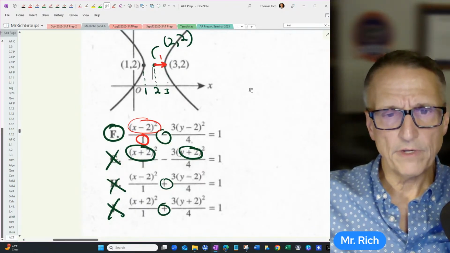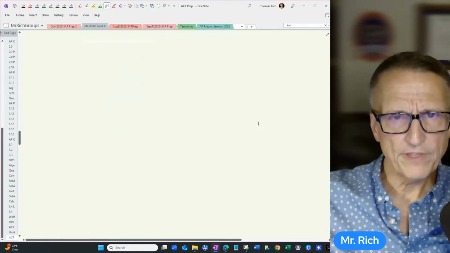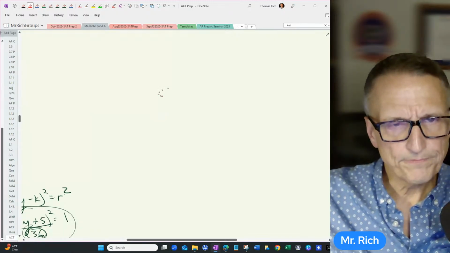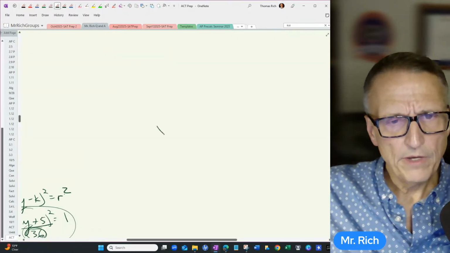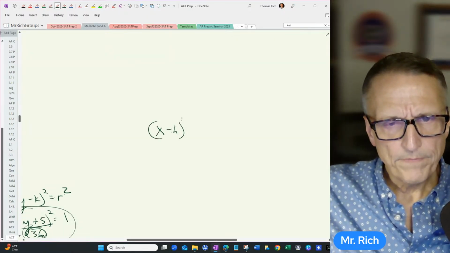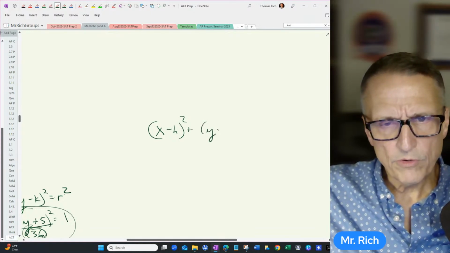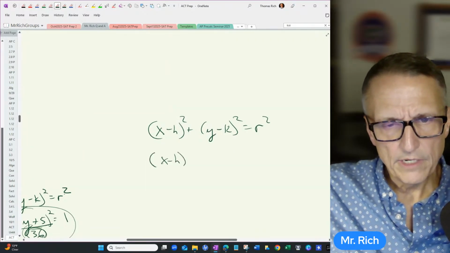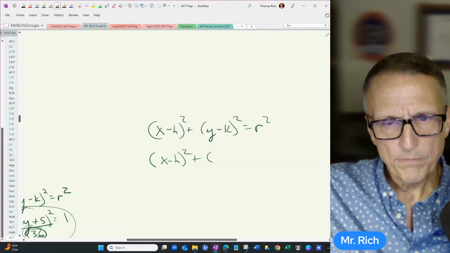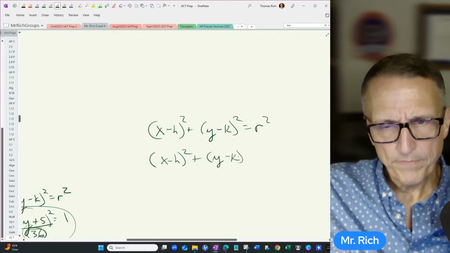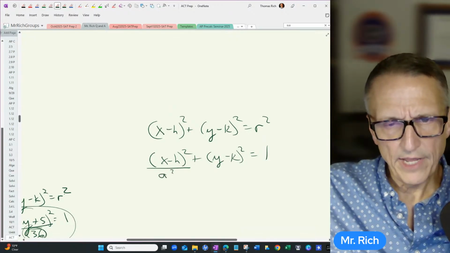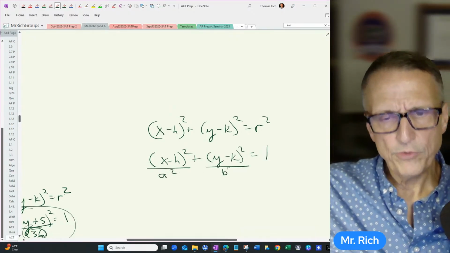So just to recap that, I don't think I have another hyperbola or ellipse question, but I just want to show you again what our equations are. So here's our circle equation, equals r squared. When it comes to an ellipse, it's going to be x minus h squared plus y minus k squared, but there will be a 1 over here. And what you have here is an a squared and a b squared, two different numbers.